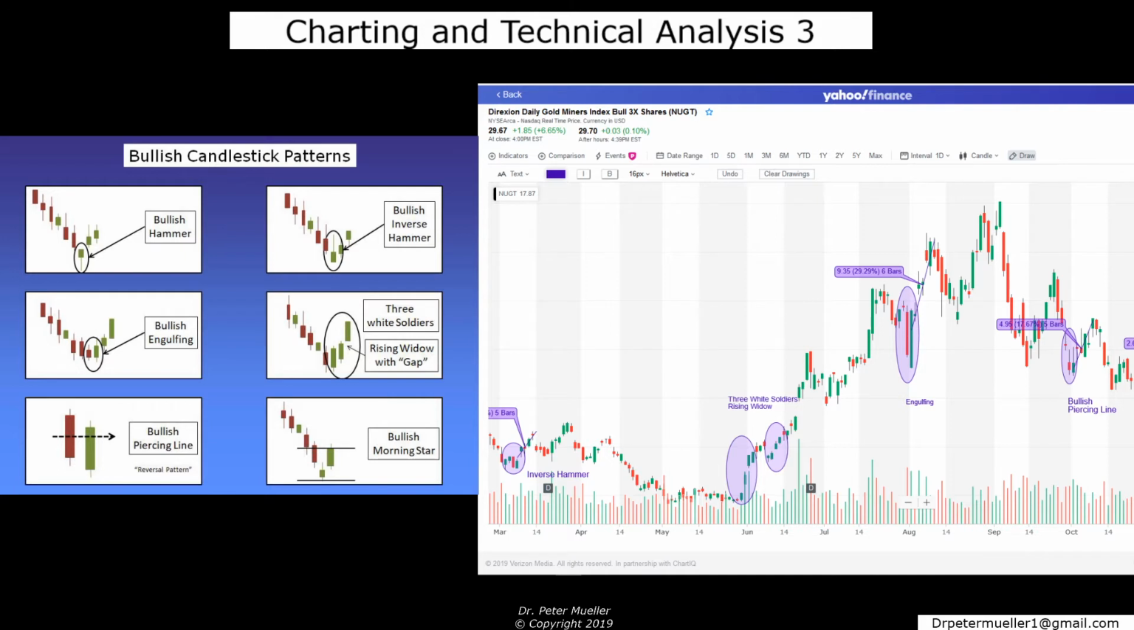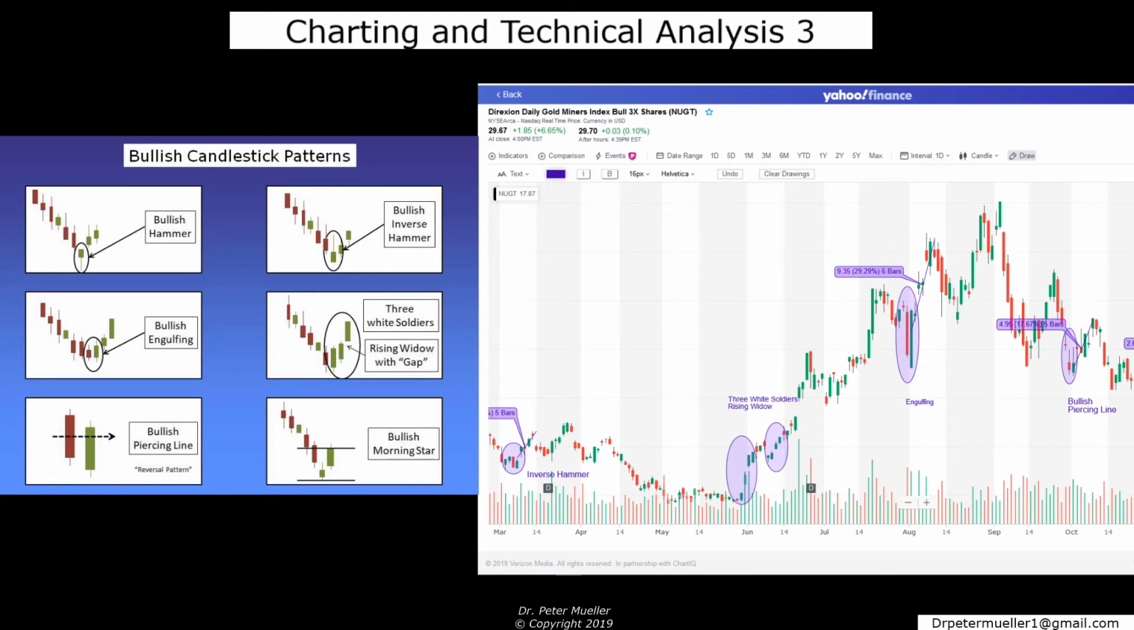The third pattern is called a bullish engulfing. You have a downtrend, and then the first candlestick shows a larger body than the previous one, and it is a green instead of a red one. That means this green body totally covers the size of that red one. This is called bullish engulfing.